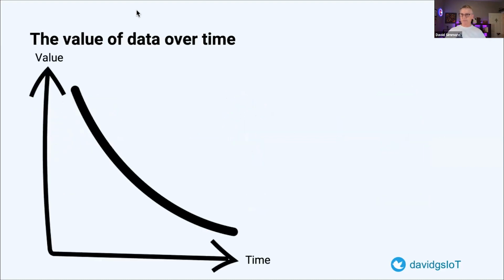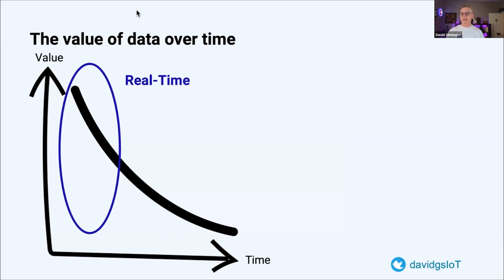So this is a very scientific graph of the value of data over time, right? And basically what it shows is that as you get closer to immediate, your data is much more valuable, right? As time goes on, that data becomes much less valuable. Now, this is music to my ears. I've been doing IoT for almost 20 years now, and this is the whole idea of IoT, right? Your data is in real time.